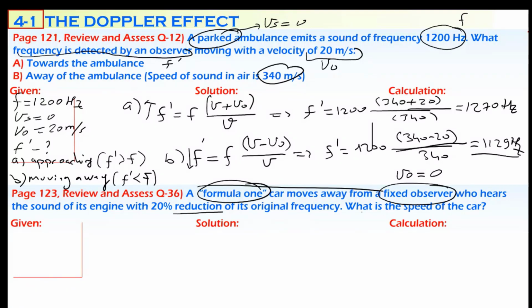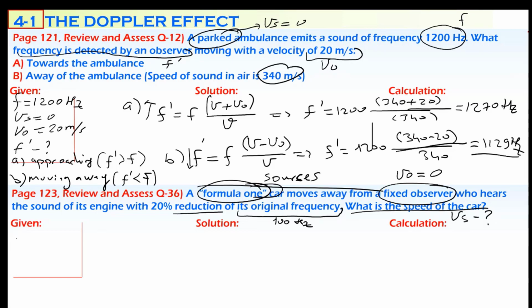What is the speed of the car? The source is the car, because the Formula One car makes the sound with its engine. What is the speed of the car? Calculate VS, the speed of the source. But here they didn't give any frequency, only the percentage. In these types of questions, you give yourself the frequency, because percentage is a ratio. You will always take the original frequency as 100 hertz.